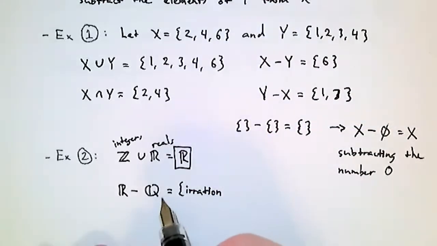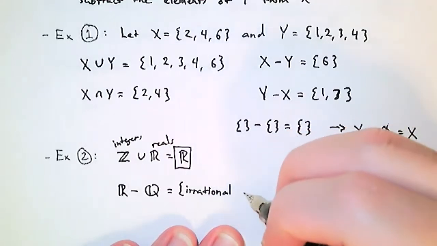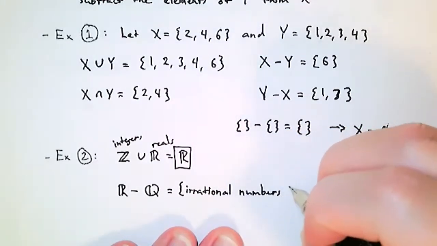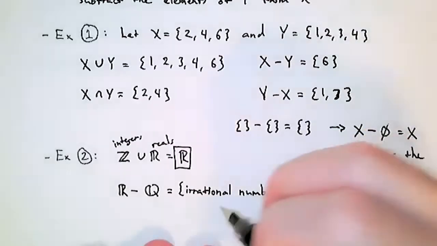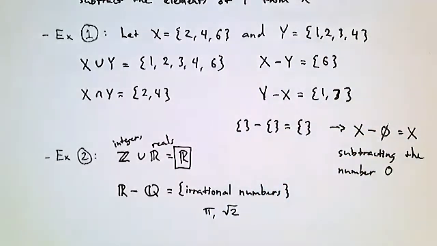So if we take away all the fractions, all the quotients from the real numbers, we're left with the irrational numbers. Like pi and the square root of 2, and those sorts of things. Good. Any questions before we move on to the next page?